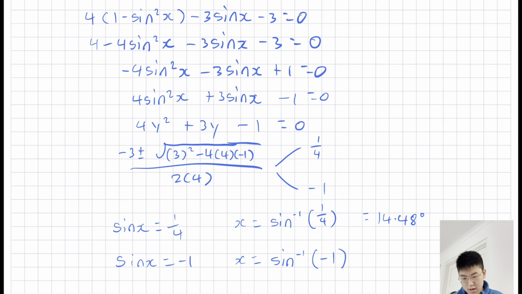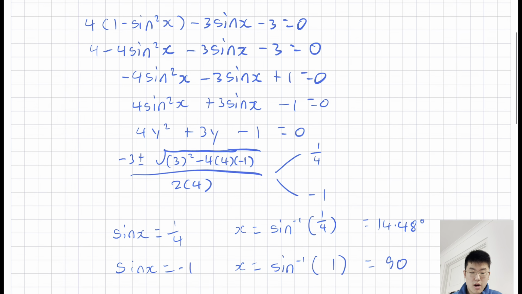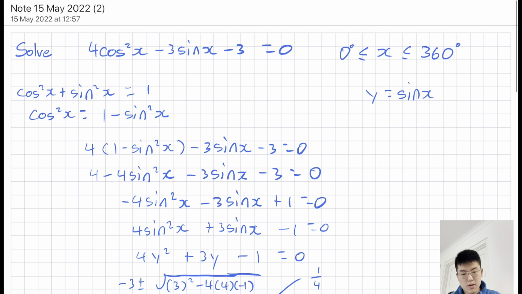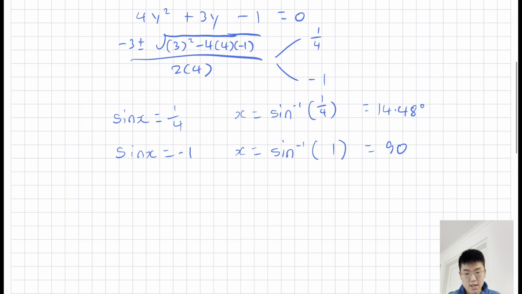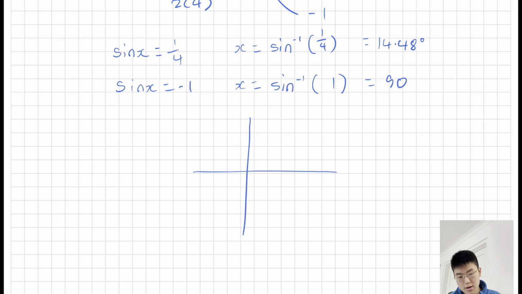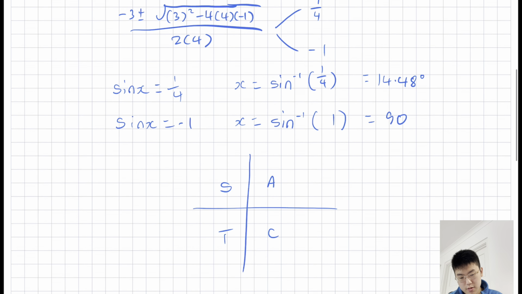So inverse sine of 1 over 4 gives us 14.48 degrees. And then we have inverse sine of minus 1, which gives us, sorry, we shouldn't include the negative sign, inverse sine of 1, which equals 90 degrees, right? But are we done here? No, because remember, the range of values that we can actually potentially get for x is between 0 and 360. So we need to go and draw out our cast circle and figure out where the other angles lie.